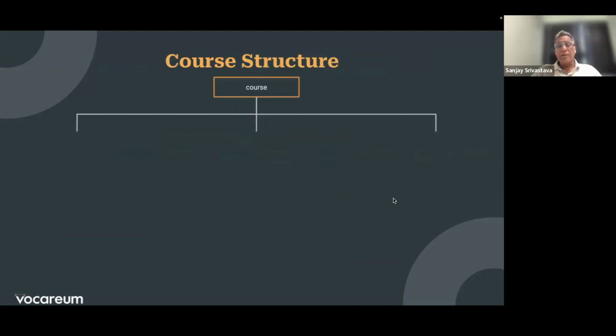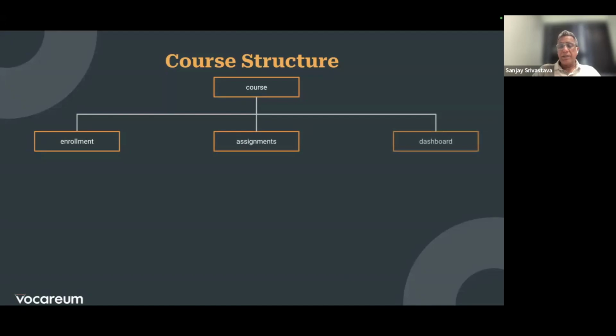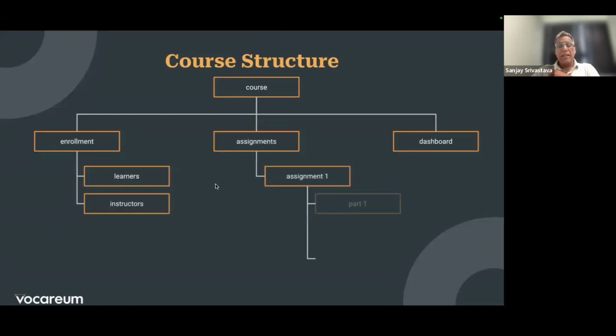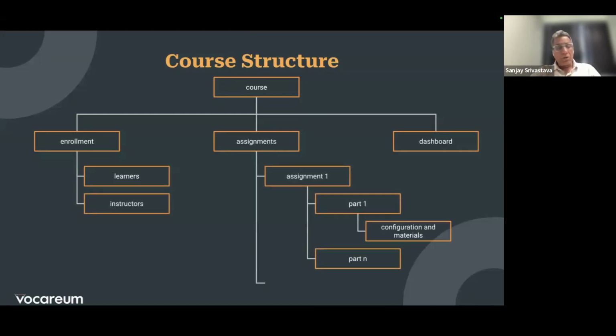Now once you go to the course level, there's a teacher role associated with the course, and the teacher has full control of everything that goes on in the course. So you can manage enrollments, you can create assignments, and then you have various dashboards. In enrollment, you can have enrolled learners or other instructors. And assignments are composed of what we call parts.